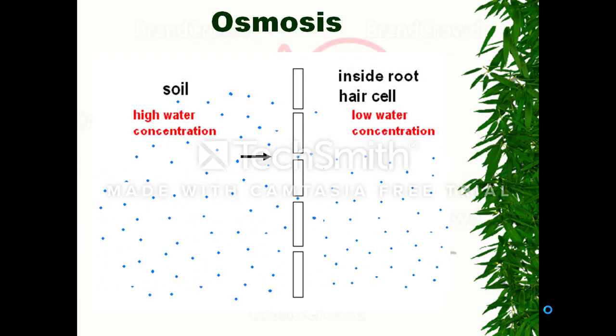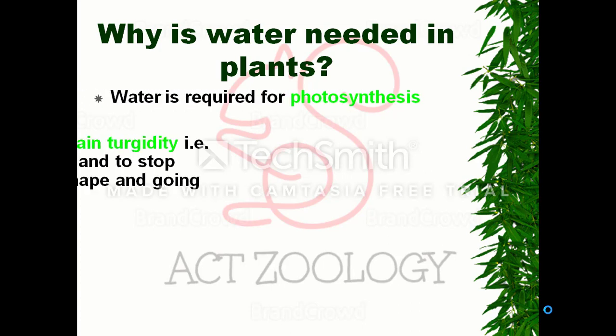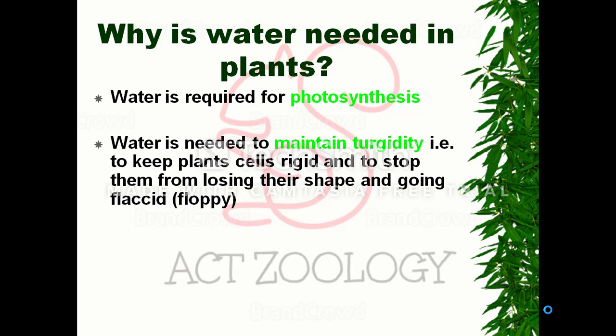By the process of osmosis from the soil, the high water concentration region, the water molecule enters into the lower concentration region inside the root hair cell through a selectively permeable membrane. Why is there a need for water in the plant? Water is required for photosynthesis.